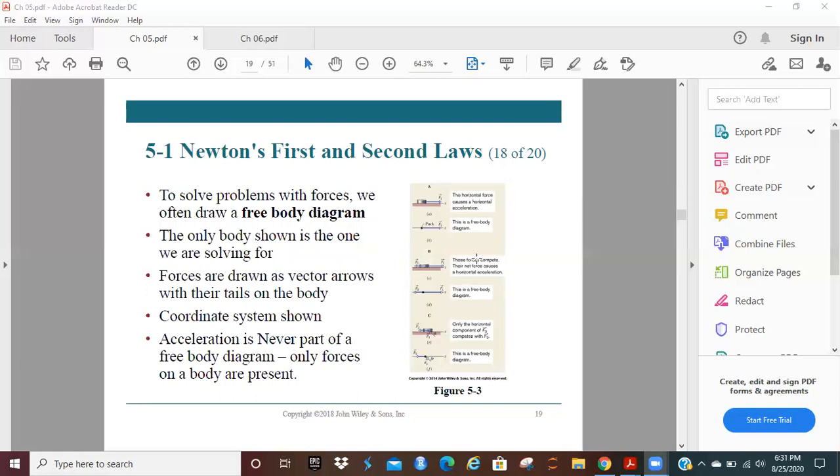Okay. To solve problems with forces, a lot of times we do something called a free body diagram. In other words, the diagram will be drawn, but what we're going to do with a free body is we're going to abstract everything and just turn it into forces. So the only body shown is the one we're going to be solving for. So let's see if I can zoom in here.